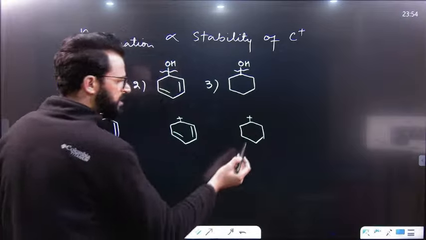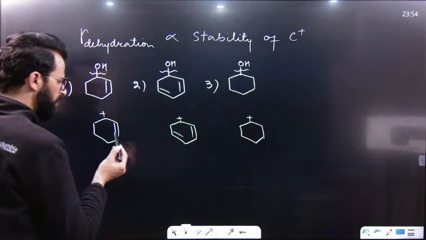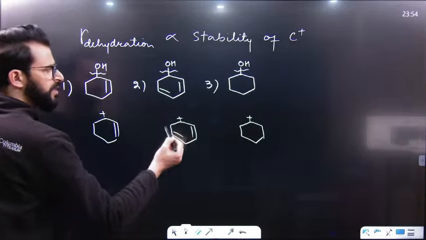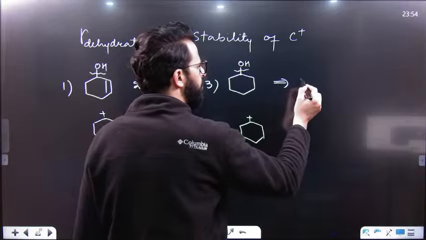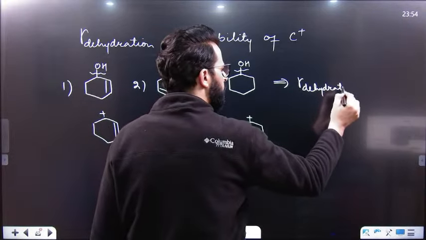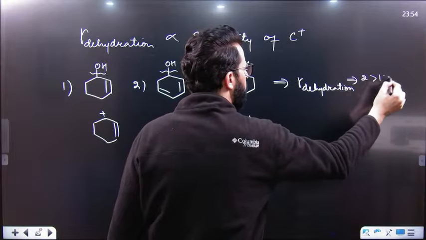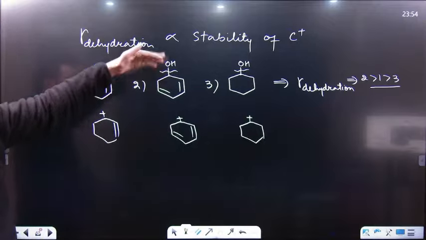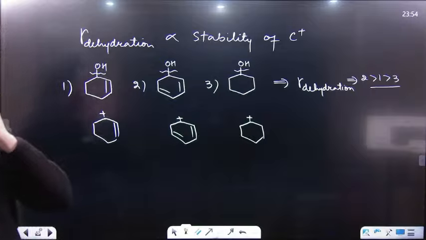We know this carbocation is stabilized because of hyperconjugation. This is stabilized by resonance. But here resonance is more. That means this is the most stable carbocation. As this is the most stable carbocation, the rate of dehydration will be like this: 2 greater than 1 greater than 3. So the more stable the carbocation formed after removal of OH, the more the dehydration of that alcohol.